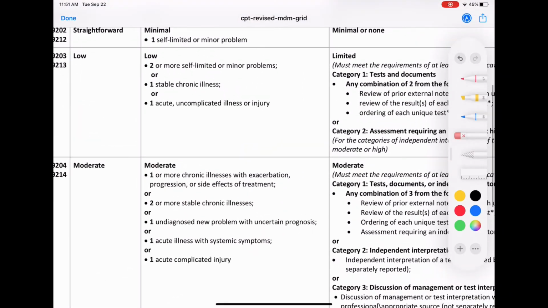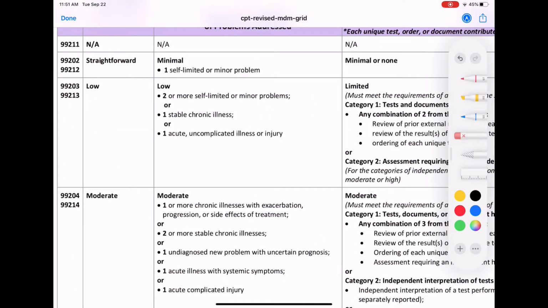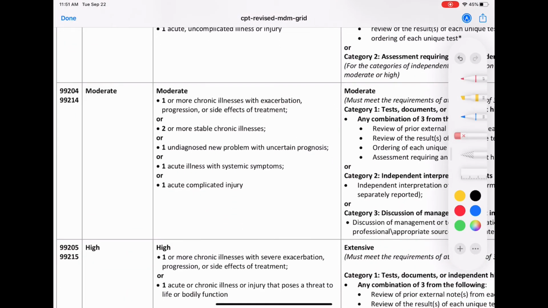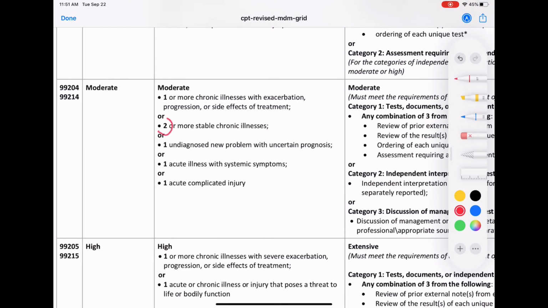So let's dig in here. Is it low? Low is 2 or more self-limited. None of these are self-limited problems. These are all chronic issues. 1 stable chronic illness. Well, actually we had 2 stable chronic illnesses and 1 that wasn't. So we were above low. So let's go up to moderate and take a look at that. Did we have 2 or more stable chronic illnesses? Yes, we did. So we're going to circle that.